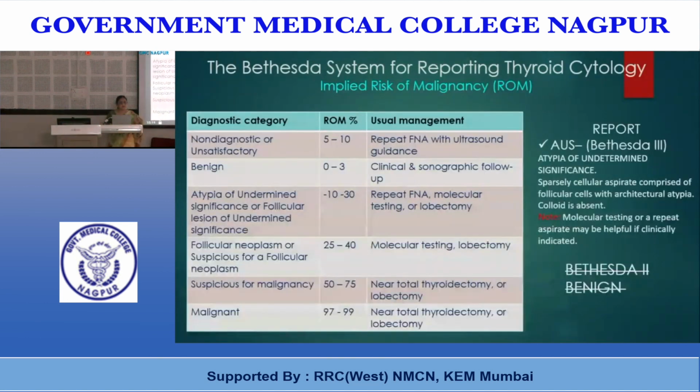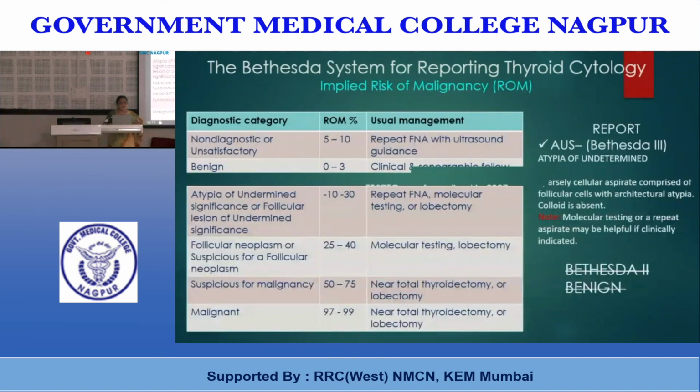There are 6 diagnostic categories in the Bethesda system, and then you have a very nice column where the ROM, that is the risk of malignancy, has been calculated meticulously, and then in front of each category you have the usual management recommendations. Categories 3 and 4 are the indeterminate categories, and even some people think that the category of suspicious for malignancy should be taken in the indeterminate zone.